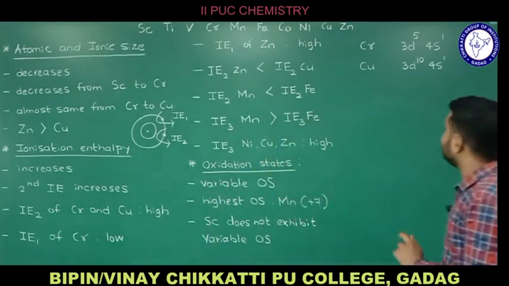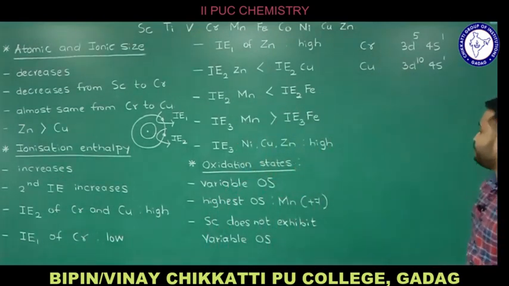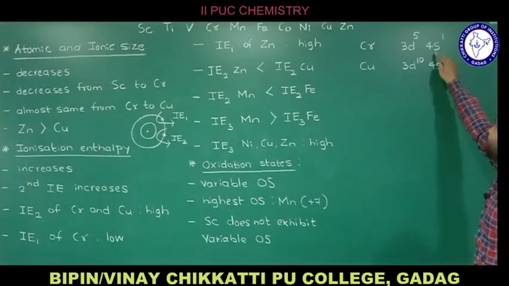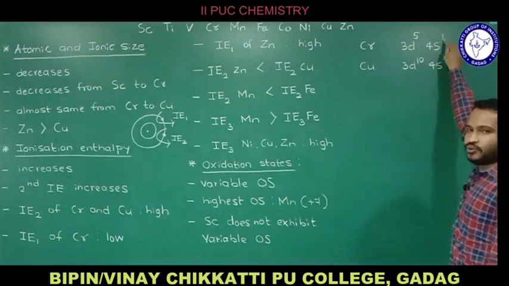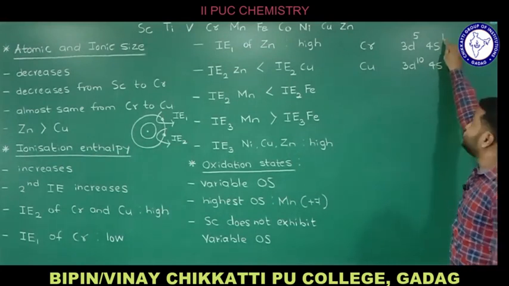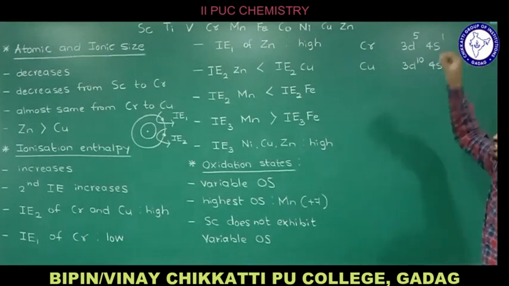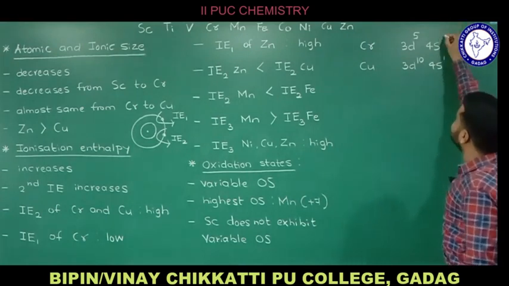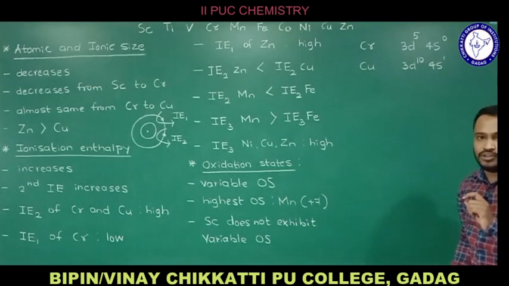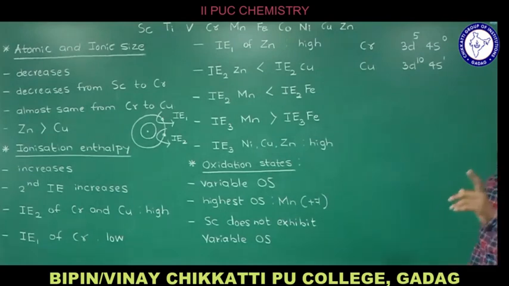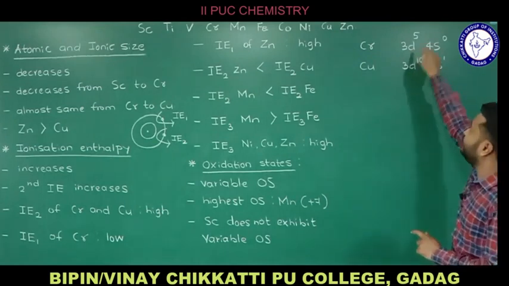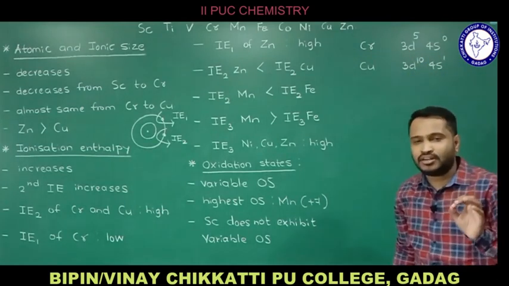Now consider chromium. What is the meaning of first ionization energy? The valence shell will be 4s, so we need to remove this one electron. The energy required to remove this electron we call the first ionization energy. After removing this electron, 4s is now 0, because I have removed one electron. Now second ionization energy means I have to remove the next electron, which is from 3d5. So 3d5, half filled atomic orbital.